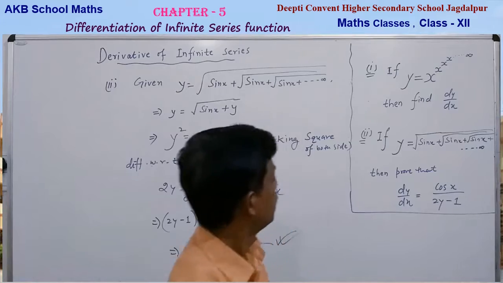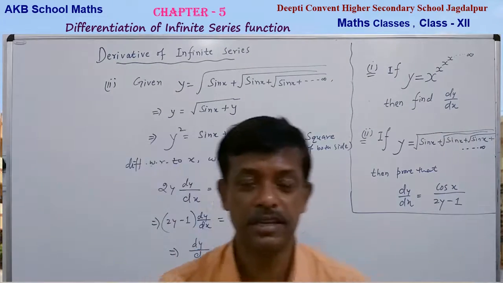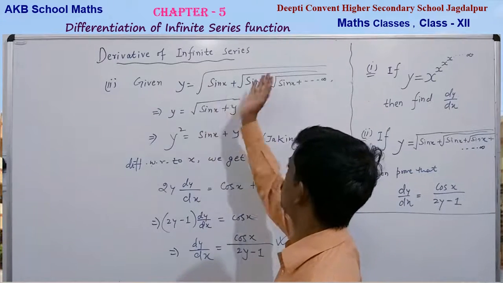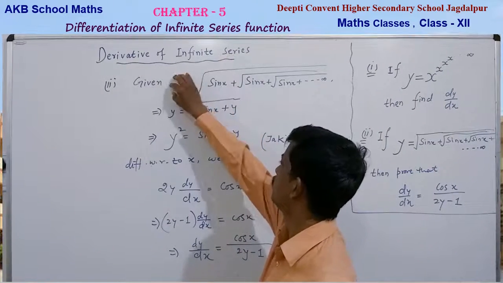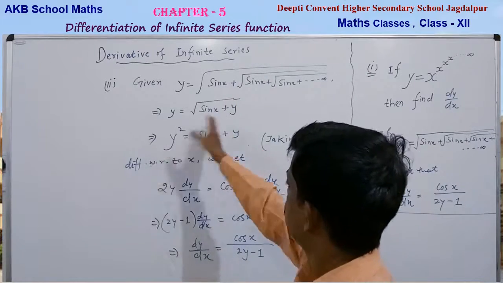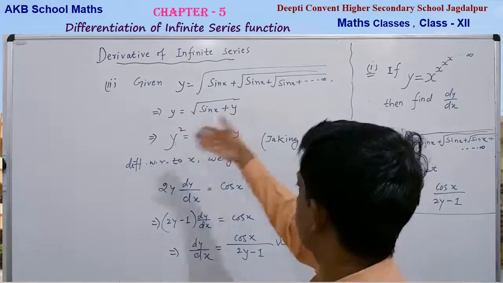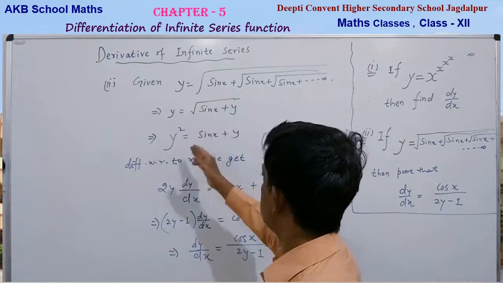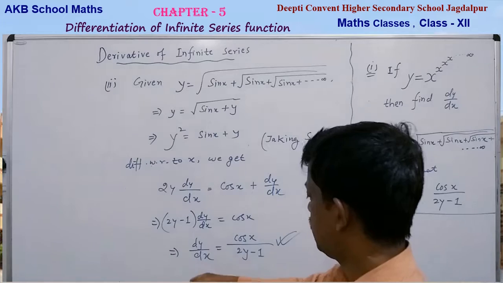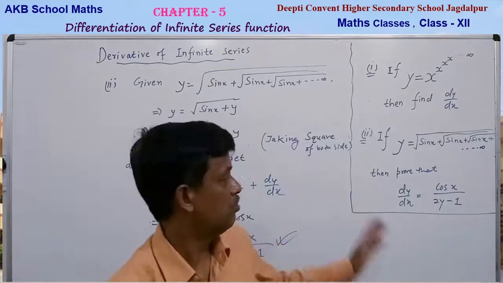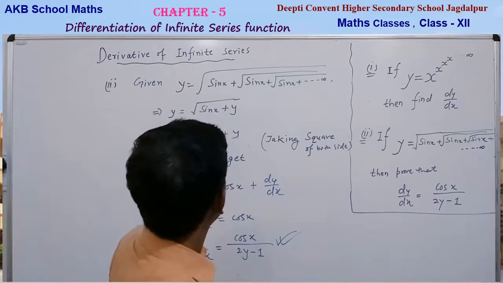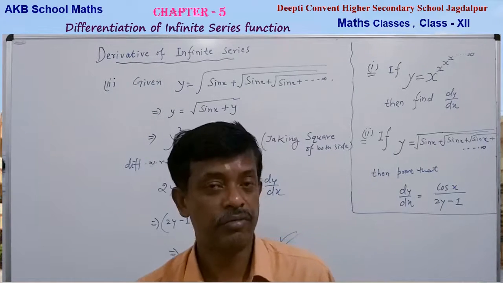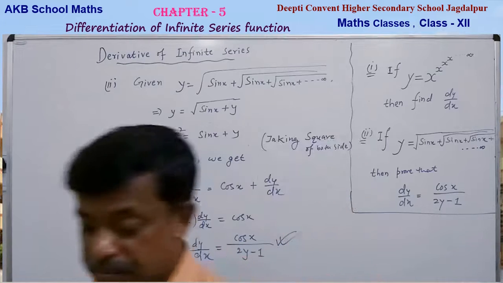Thus we see that in the case of an infinite series, we can find the derivative very easily by this process: remove a single term, write the remaining part as y again. Here there was a square root, so we took the square; where there is a power, we took the logarithm. Then differentiate both sides, collect dy by dx, and find the value of dy by dx. That is the value of dy by dx. So note this down very carefully and try to solve some questions.